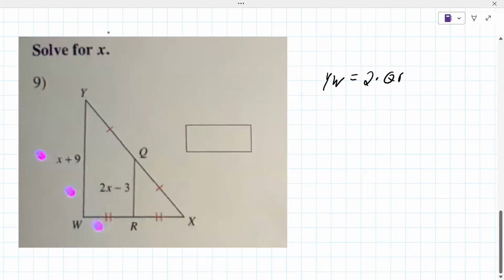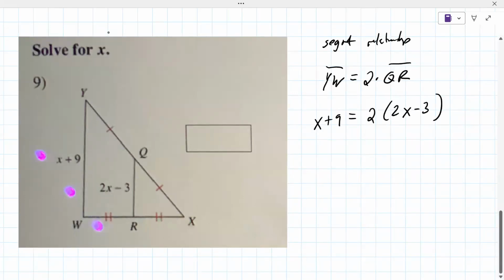YW is 2 times QR. So sometimes it's good to write the segment relationship at the top. So YW is really x plus 9, and QR is 2x minus 3. Is that okay? Yeah. All right, so solving it requires you to remember a few things.